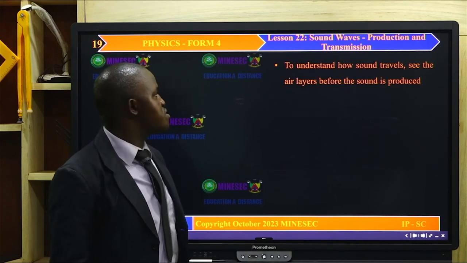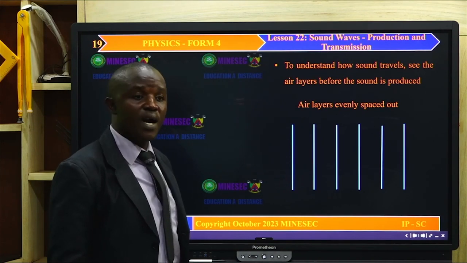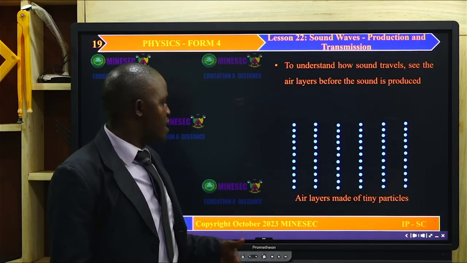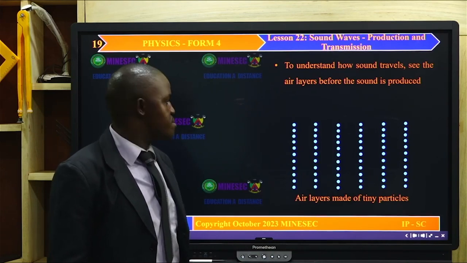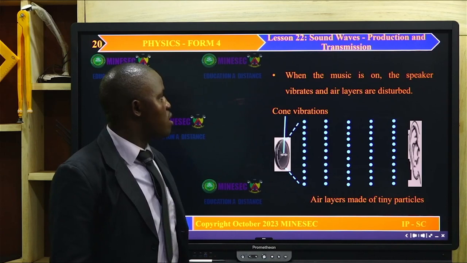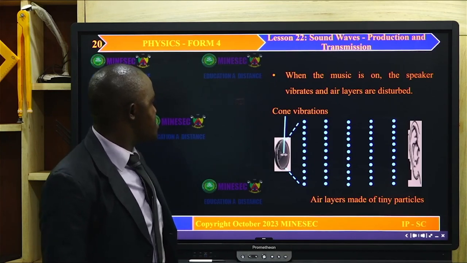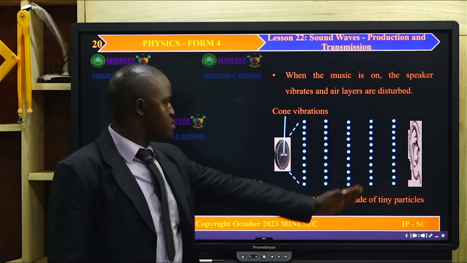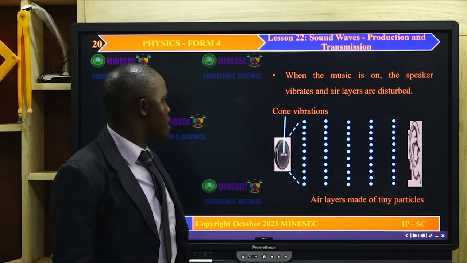To understand how sound travels, look at the air layers before the sound is produced. This is how they look. Air layers are usually spread out, and those air layers are not just evenly spaced out, they have tiny particles, actually. Now, when the music is on, the speaker vibrates and air layers are disturbed. Look at the cone, and this arrow indicates the vibration of the cone. And then you can see an ear at the end that serves as a receptor of the sound.